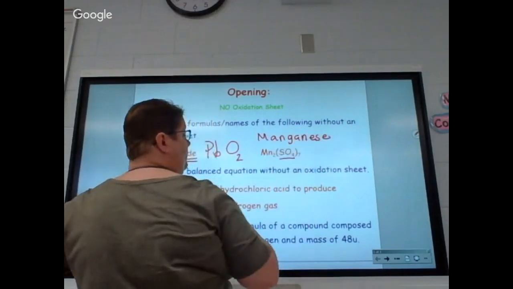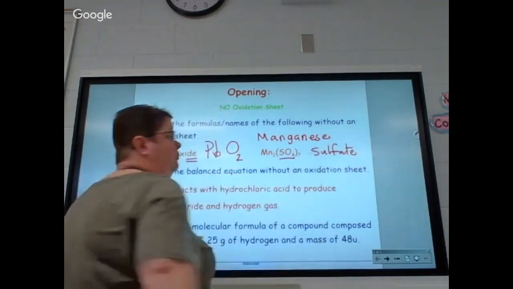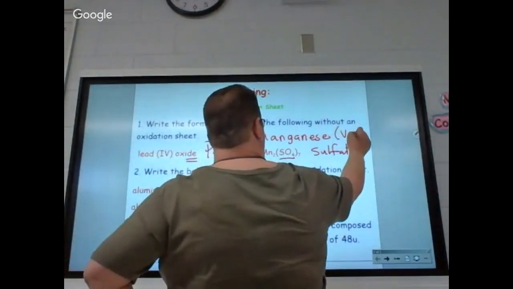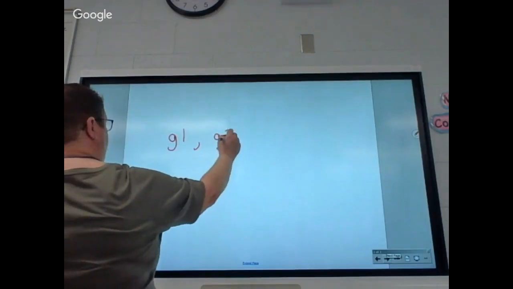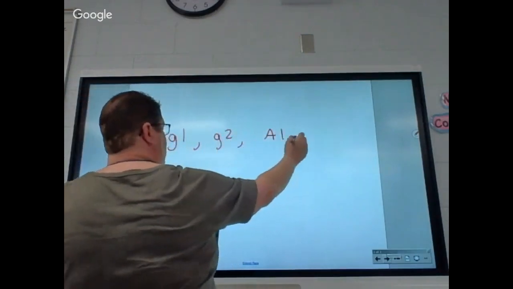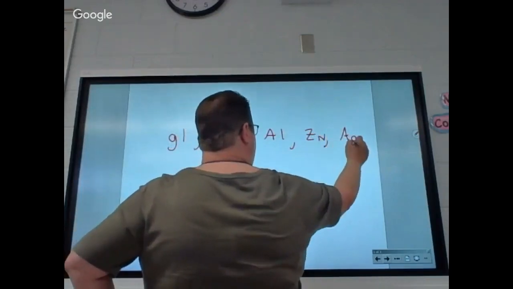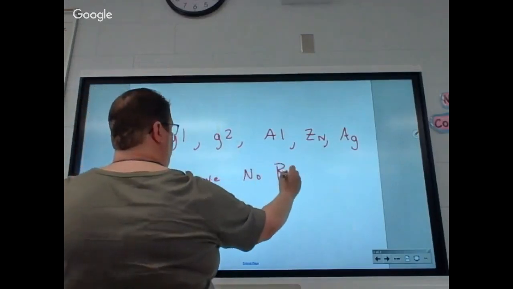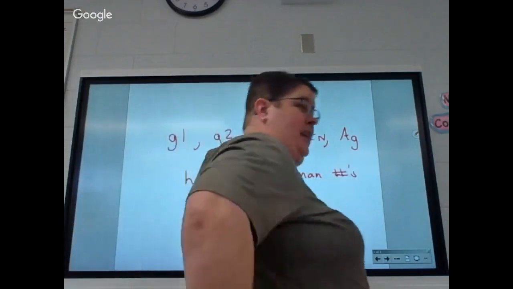What is this? Sulfate. Does it need a Roman numeral? Yes, it does. Now, how are you going to know if you need a Roman numeral? Group 1, Group 2, aluminum, zinc, and silver have no Roman numerals. Okay, that's it.